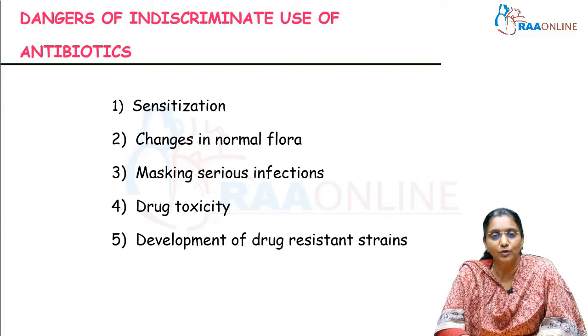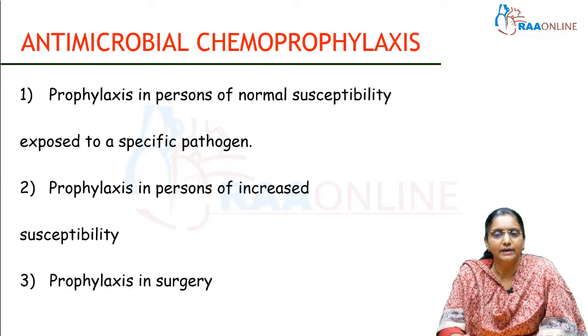If you indiscriminately use antibiotics, it may lead to drug toxicity. And it can also lead to the development of drug resistant strains due to this selection pressure. And antimicrobial chemoprophylaxis is another thing where you give antibiotics to prevent certain infections.